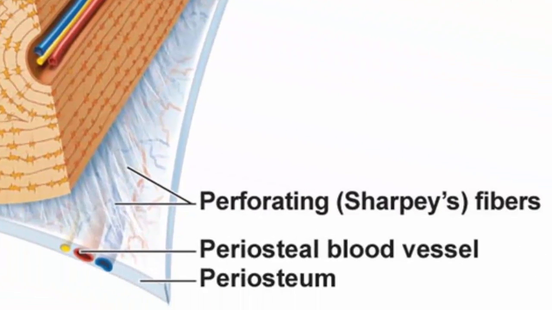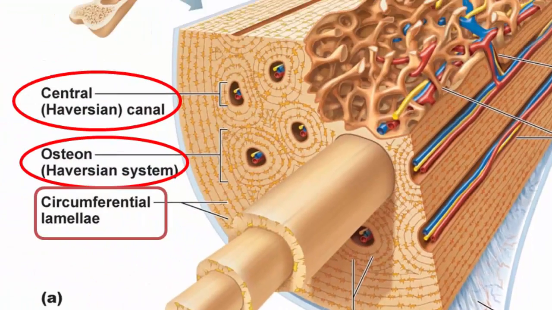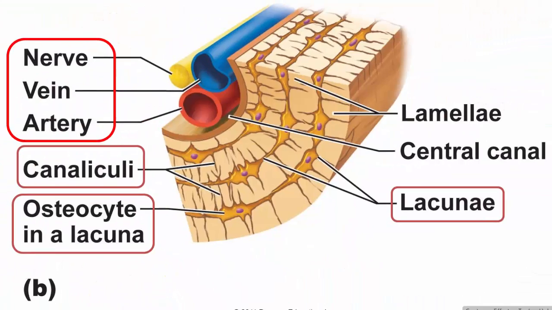The bone, just like the cartilage, also is covered by a tissue called periosteum. In the periosteum, we have the blood vessels traveling, and we have fibers that connect the periosteum to the bone. We call these fibers Sharpey's fibers. Okay, let's take a closer look.